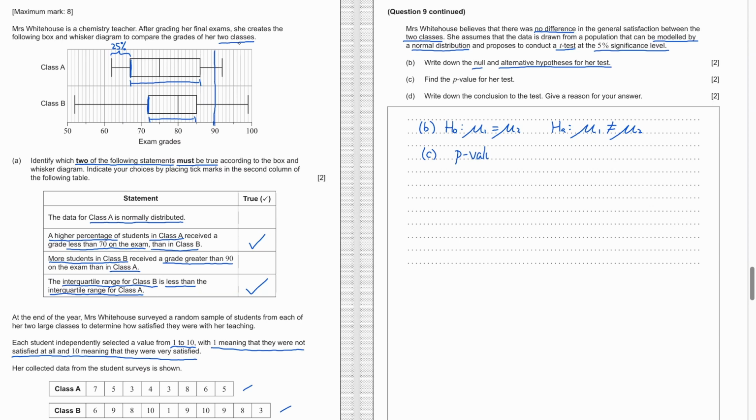Part C. The p-value can be found by entering the data into the calculator. Part D. We find the p-value is greater than 0.05, so we cannot reject the null hypothesis.